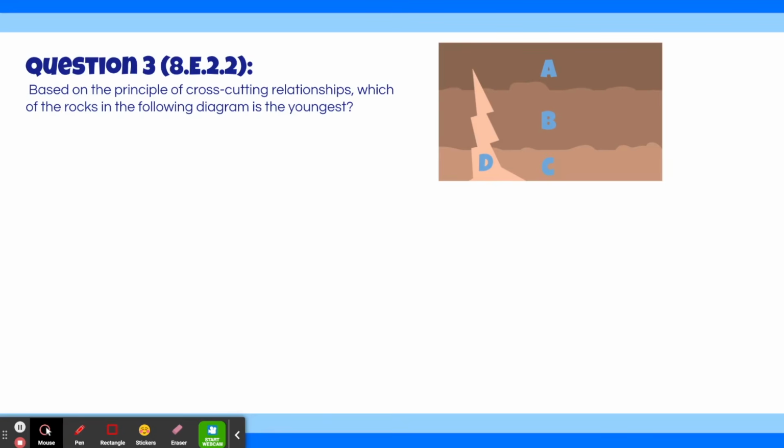Question 3. Based on the principle of cross-cutting relationships, which of the rocks in the following diagram is the youngest?